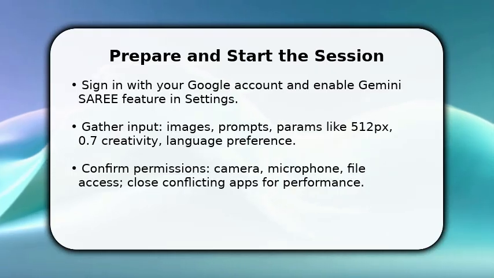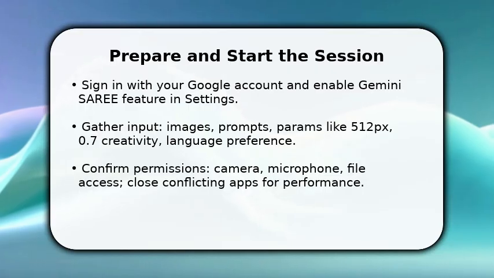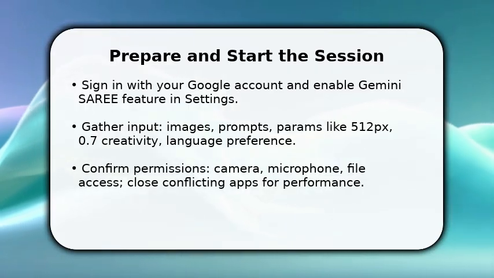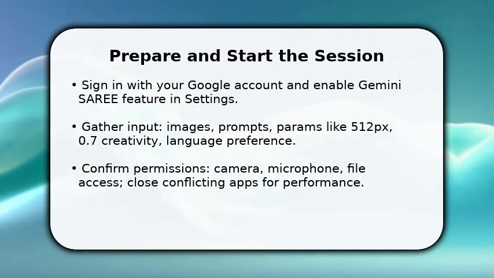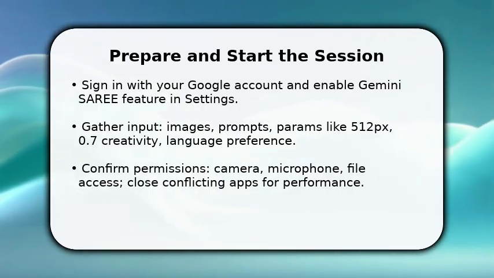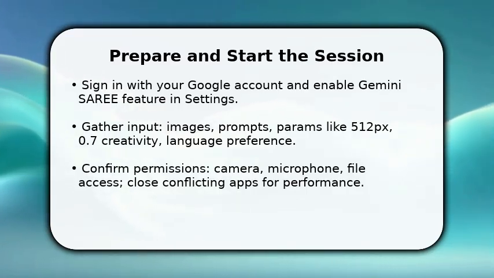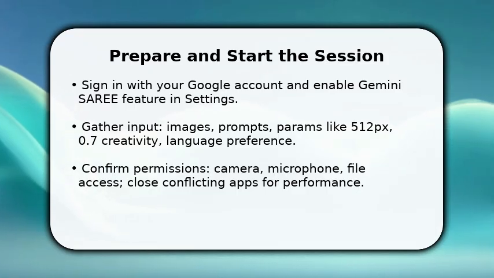You begin by signing into Google and enabling Gemini Saree. This gives you the model and interface. Next, load your primary inputs, images, text prompts, and any parameters such as 512px output size or 0.7 creativity, so the system has context. Make sure you've granted permissions for camera, mic, and files, otherwise the session will error.